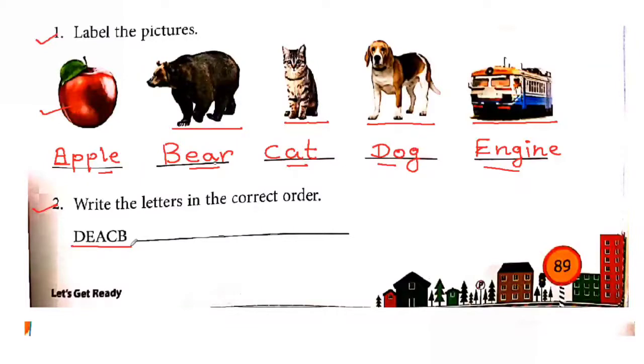So first, which letter comes first? A. So write down A. Next comes B. Write down B. C. C for cat. D. Next comes D for dog. And E. E for engine. So students, I hope you have understood the first 5 letters A, B, C, D and E. Now let's move on.